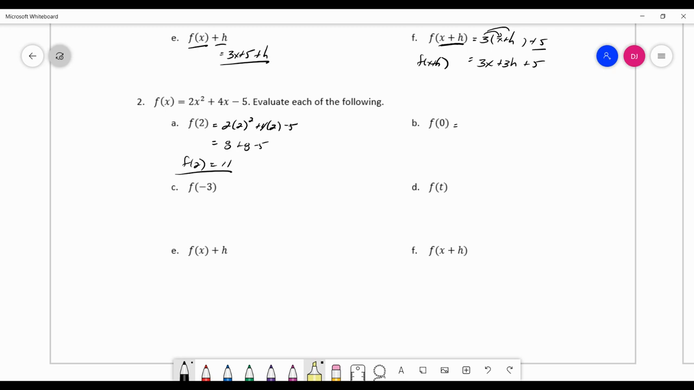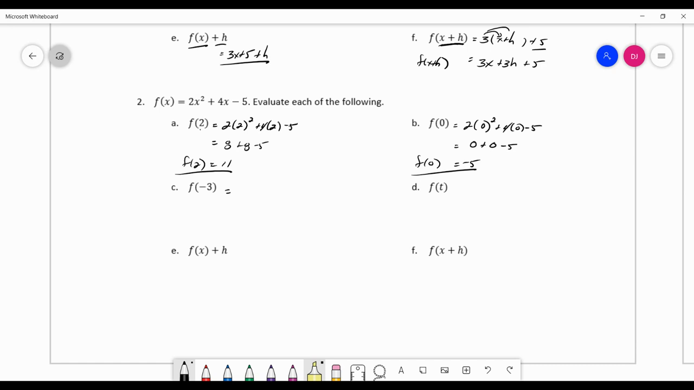To find f of 0, I'm going to replace x with 0. 0 squared is 0, times 2 is 0. 4 times 0 is 0, minus 5, and that's just negative 5. F of 0 is negative 5.